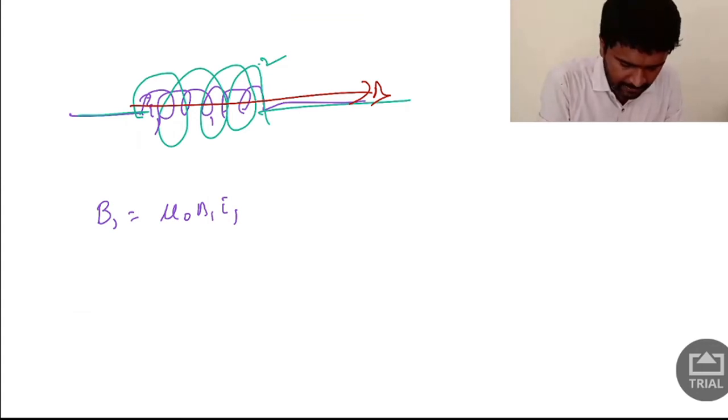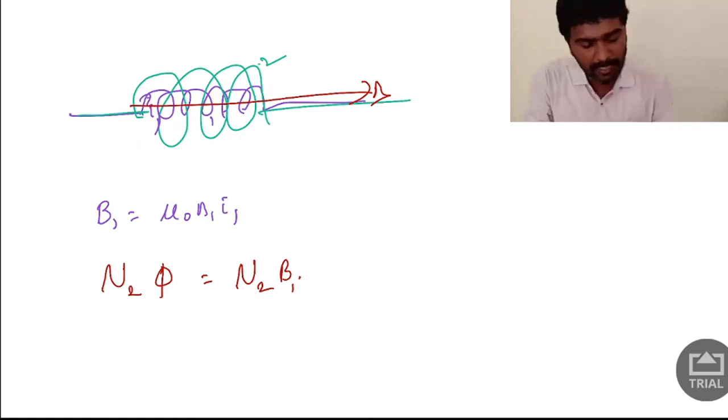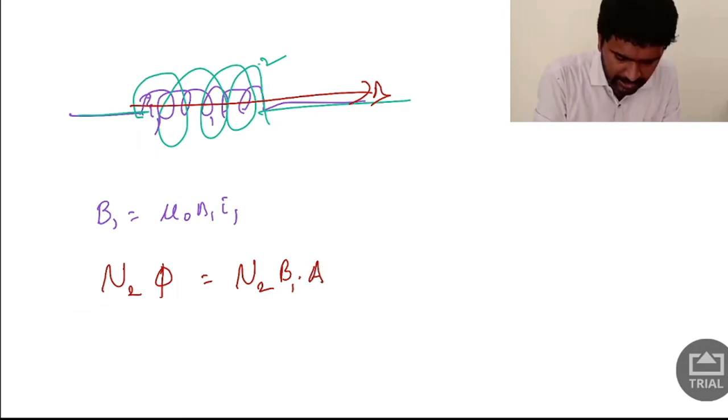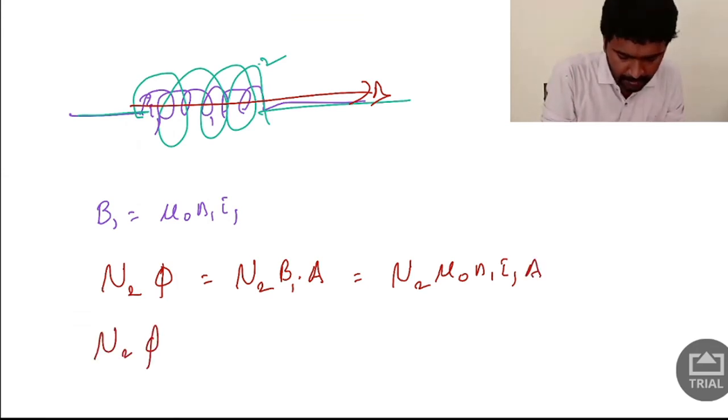Now if you look at the flux linkage here, the total flux linkage will be, because there are total N2 turns, N2 phi, where phi is B dot A, that is B1 dot the area of the first coil, because there is no field outside the first coil, the first inductor. So that will be N2 times B1, which is mu 0 n1 I1, times A. So N2 phi equals mu 0 n1 N2 A into I1.